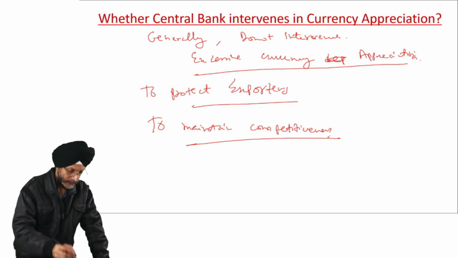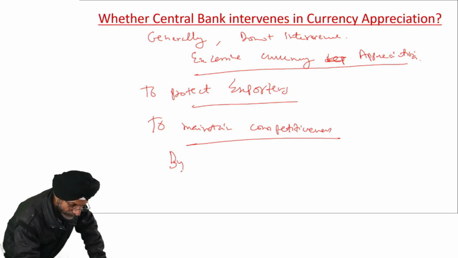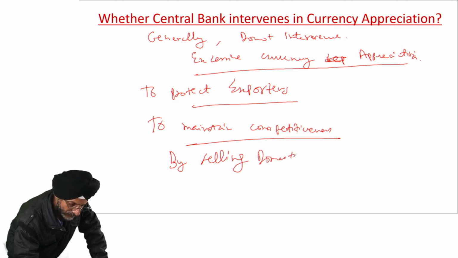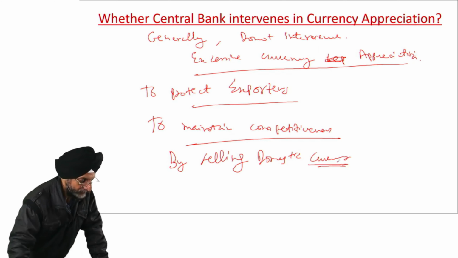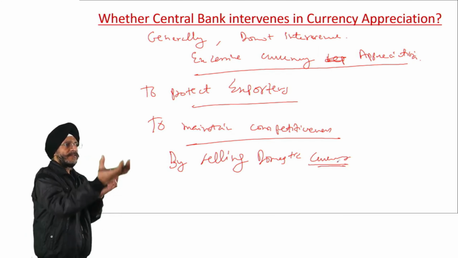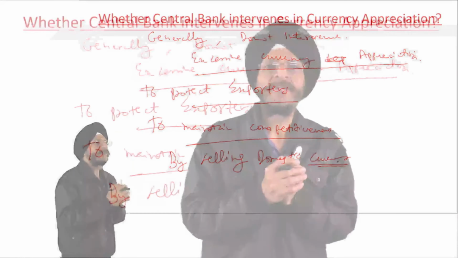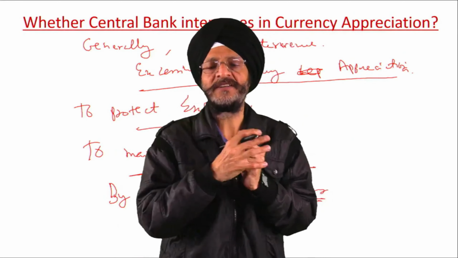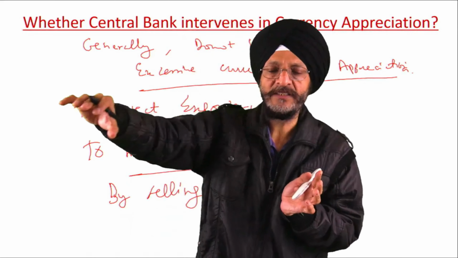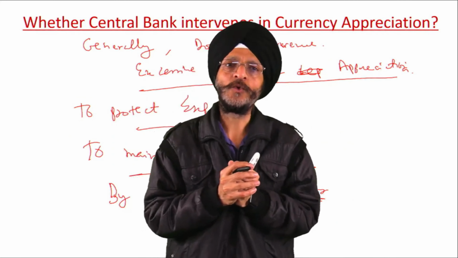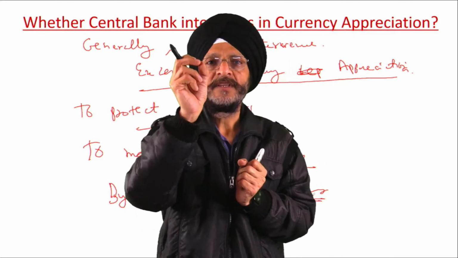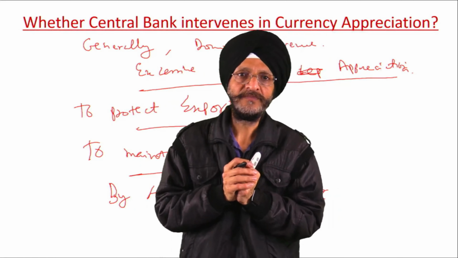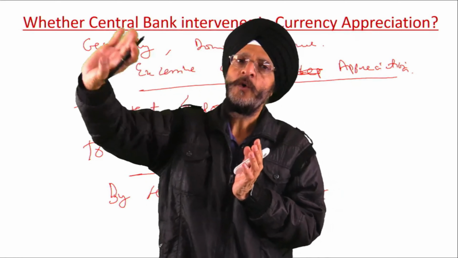They intervene by selling domestic currency. When the currency has excessively appreciated, the central bank of that country sells the domestic currency, and the supply of domestic currency increases in the market, and so the value of that currency reduces. Excessive appreciation is offset.